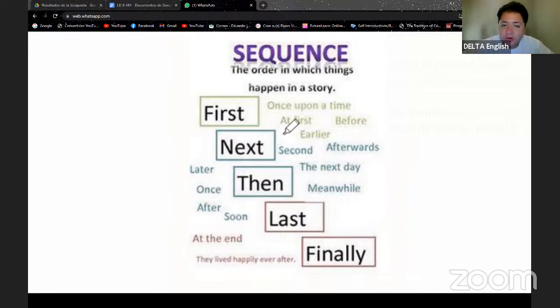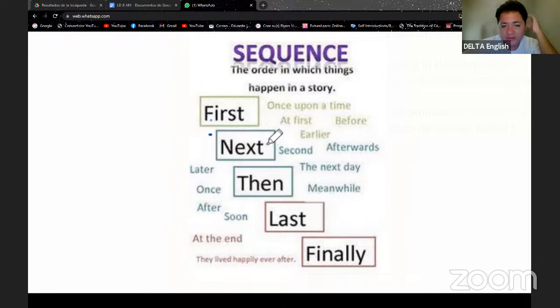You can also use once upon a time, at first or at the beginning, before. Okay, before is like antes, right? Earlier, previamente. Okay, earlier. You can also say previously. So yeah, that's when we start the story.